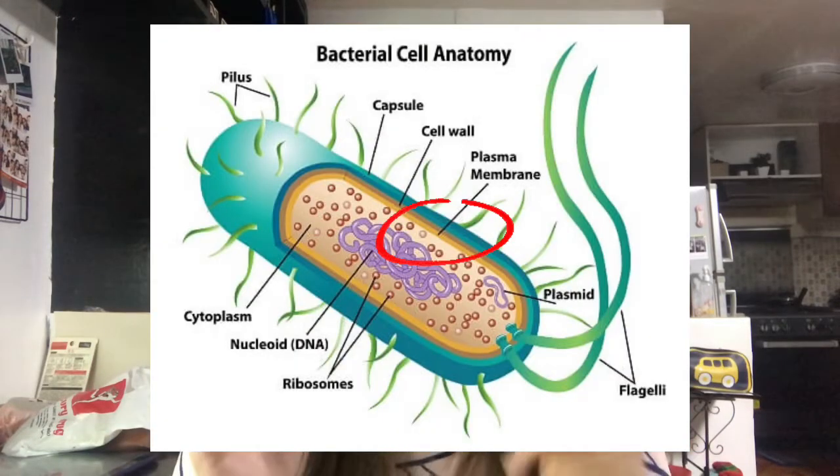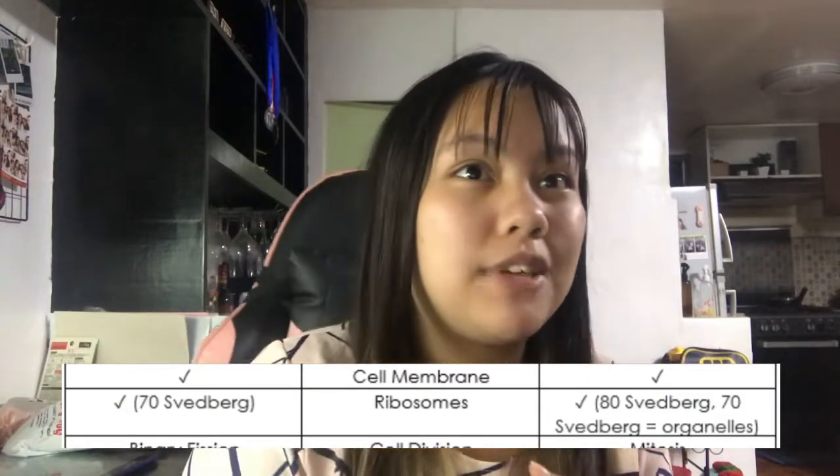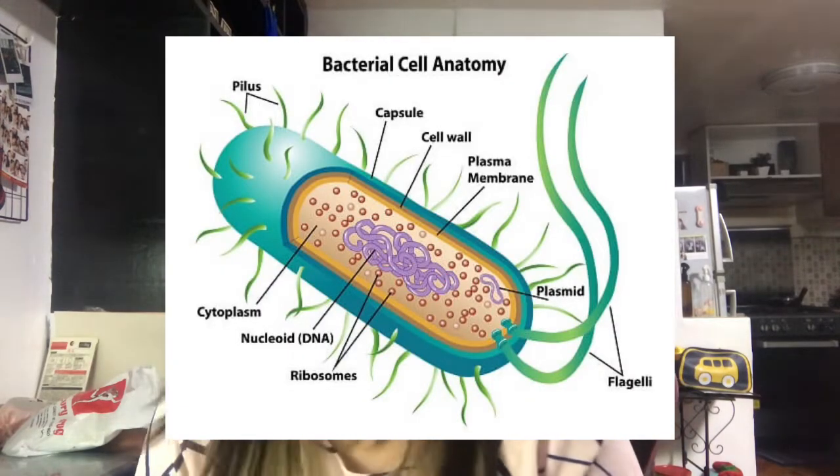The cell or the plasma membrane is also present in prokaryotes because this is found in all cells, both prokaryotes and eukaryotes, and this separates the interior of the cell from the outside environment. What else do the prokaryotes have? They have ribosomes as well, and they are 70S. This is an intracellular structure that is made of both RNA and protein, and it is the site where protein synthesis of the cell occurs.